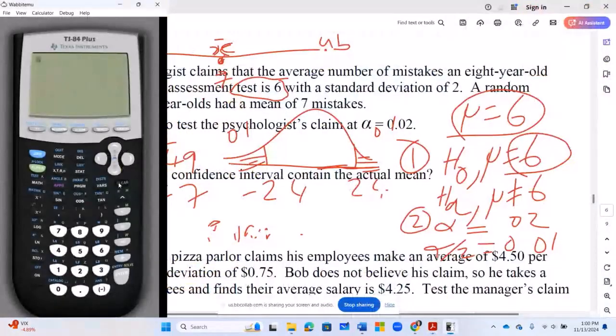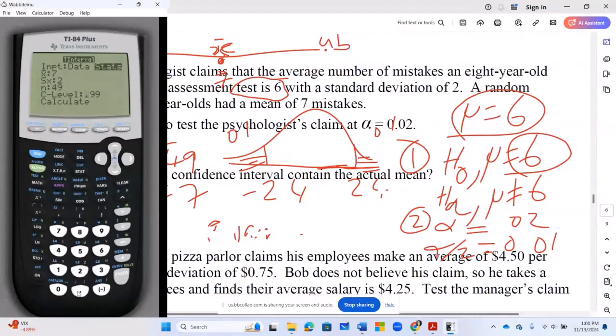So I'm going to clear. I'll go to start, arrow to test, and I am going to use T interval, T confidence interval. And so I know that x bar is 7, standard deviation is 2.